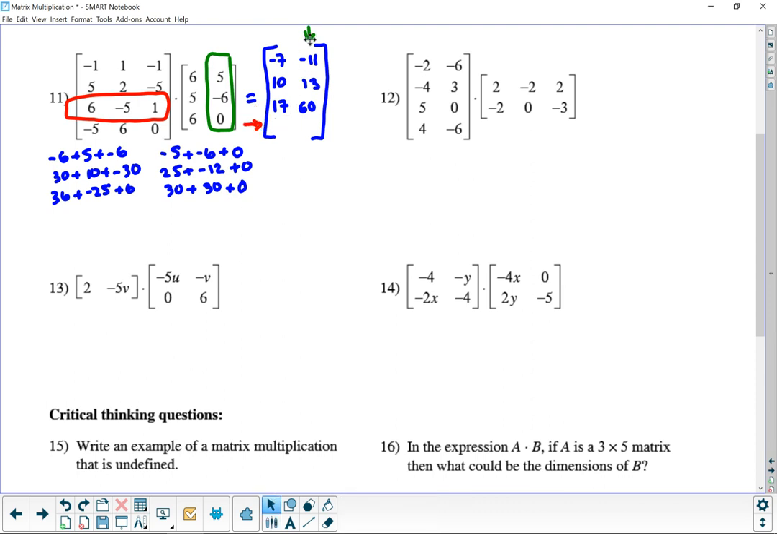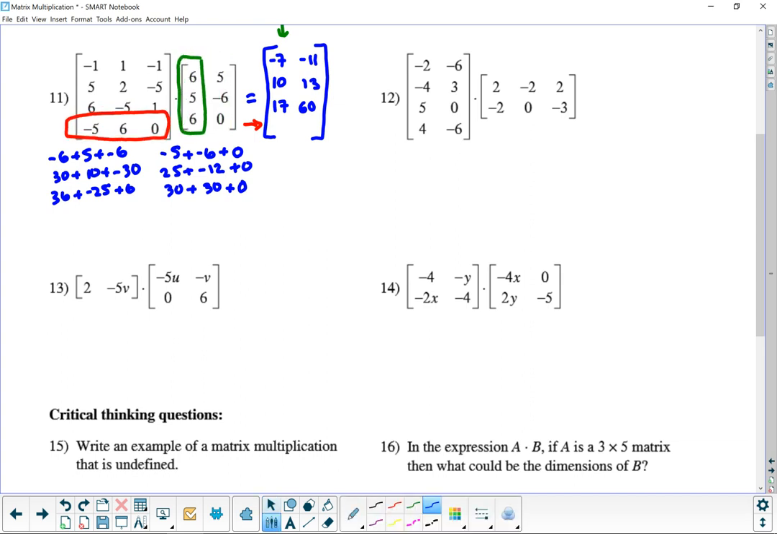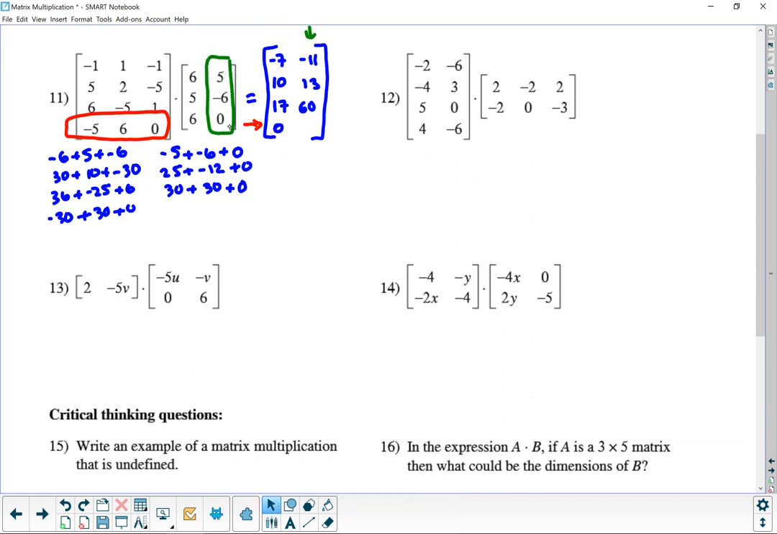Okay, almost done. You want this last entry, that's the fourth row and first column, so we're going to use these two. Fourth row, first column. -5 and 6 is -30. 6 and 5 is positive 30. That's good news because they will cancel. 0 and 6 is going to be 0. So total is going to be 0. Okay, and the last one, fourth row, second column. That's going to be -5 and 5 is -25. 6 and -6 is -36. 0 and 0 is 0. So total is going to be what? -61.